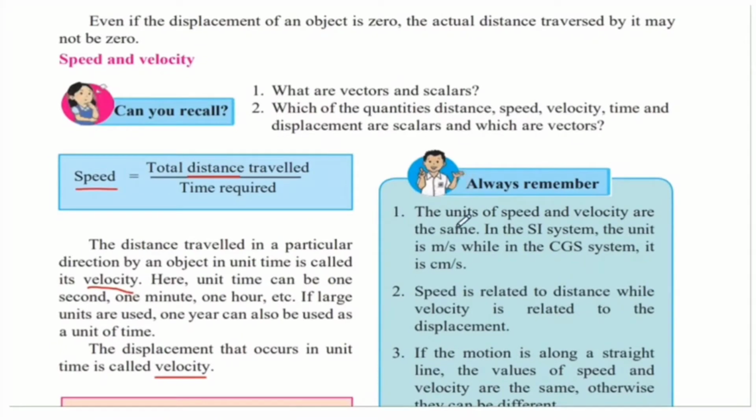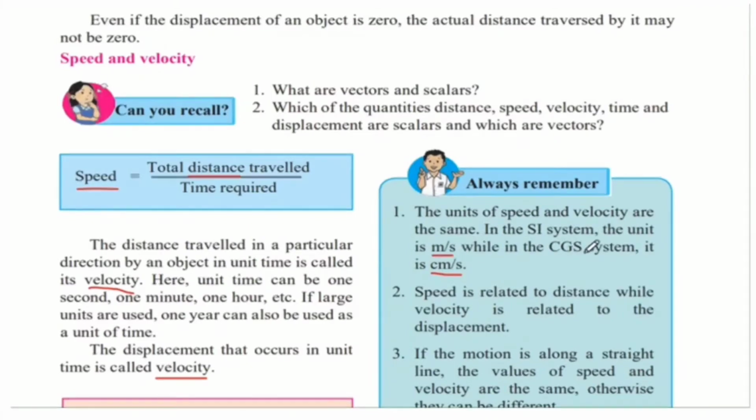Always remember, the units of speed and velocity are the same. In the SI system, the unit is meter per second, while in the CGS system, it is centimeter per second. So since the formula for speed and velocity is the same, the units are also the same. And this is a standard system that uses units. So if we solve a problem in the SI system, we have to take meter per second. But if we use the CGS system, it will be centimeter per second.